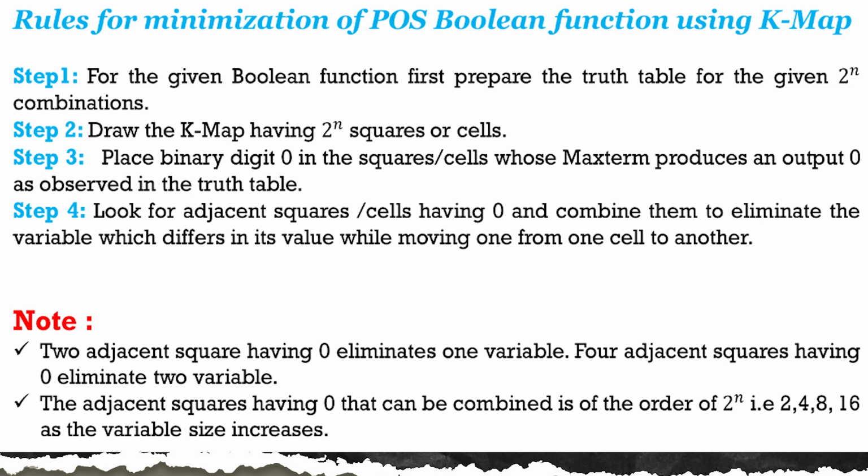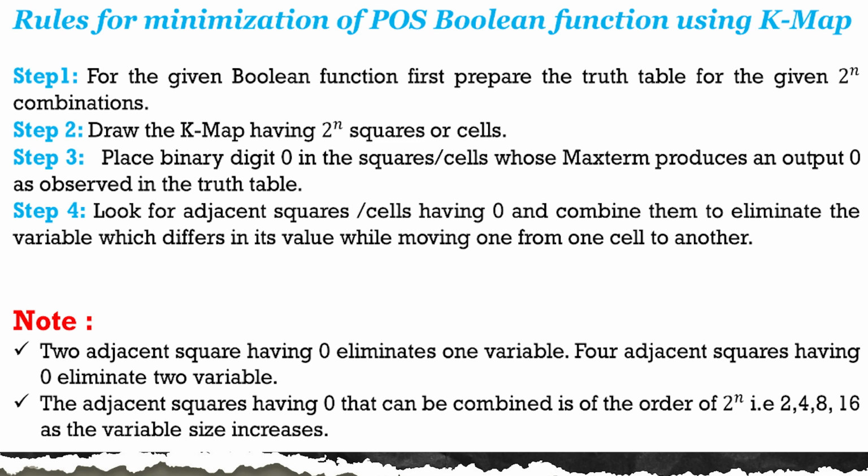Now we'll come to the rules for minimization of product of sums using K-map. Step 1: for the given Boolean function, first prepare the truth table for the given 2 raised to n combinations. Draw the K-map having 2 raised to n squares or cells. Place binary digit 0 in the square cells whose max term produces an output 0 as observed in the truth table. Step 4 is to look for adjacent square cells having 0 and combine them to eliminate the variable which differs in its value while moving from one cell to another.